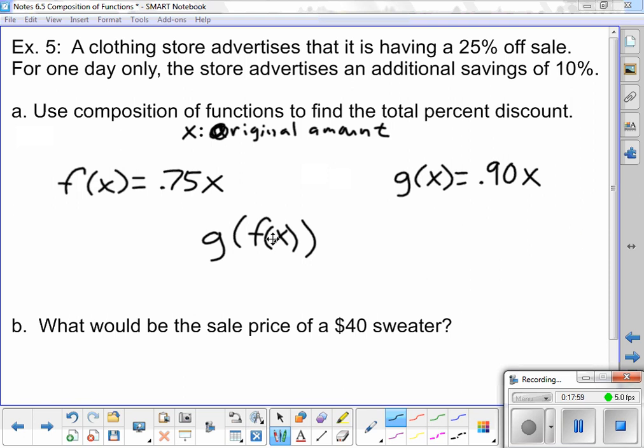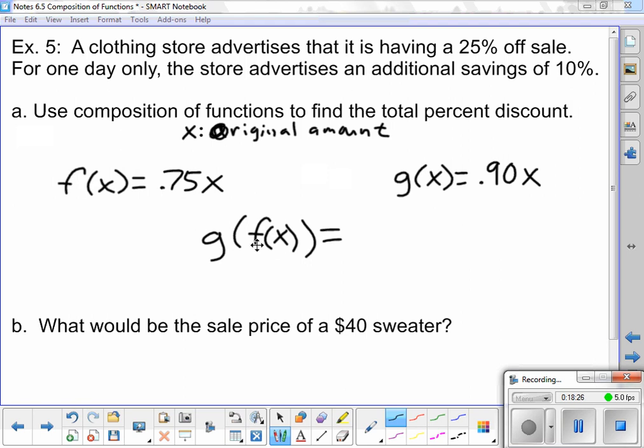Okay, so that's what's happening. This is saying that you're taking that x value, the original amount, and then you're applying your f function. So first you're taking 25% off, so you're taking 75% of the original amount. And then from that amount, whatever that is, you're taking 90% of that amount also. Okay, and we actually have to simplify this because it says use composition to find the total percent discount.